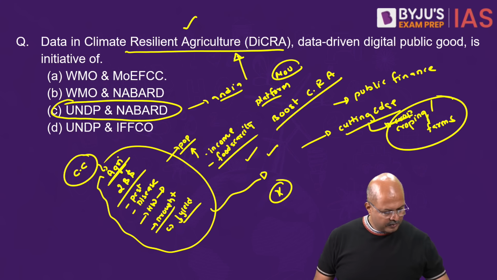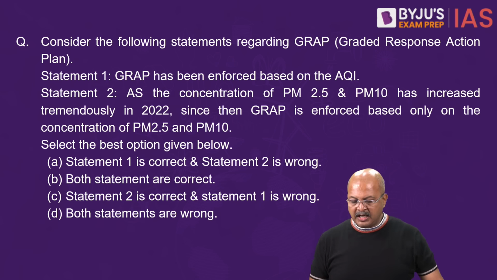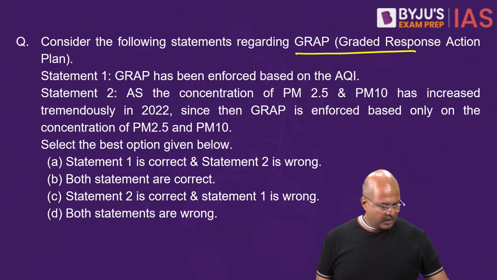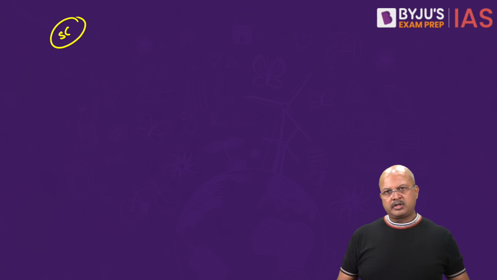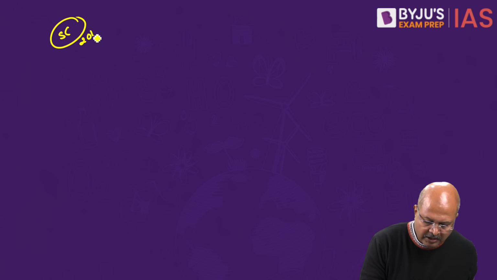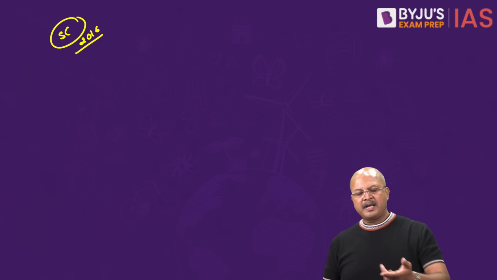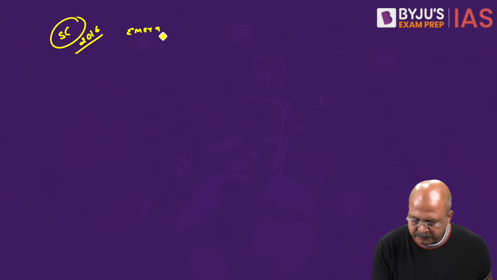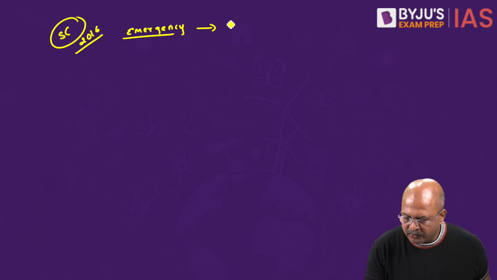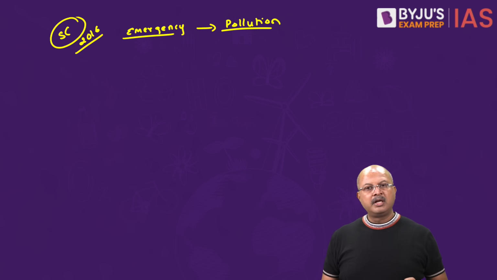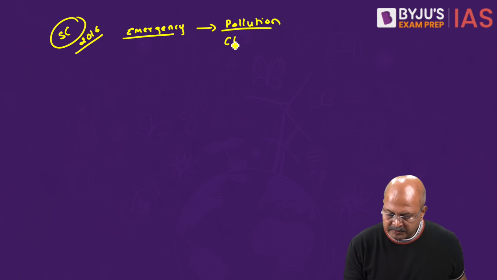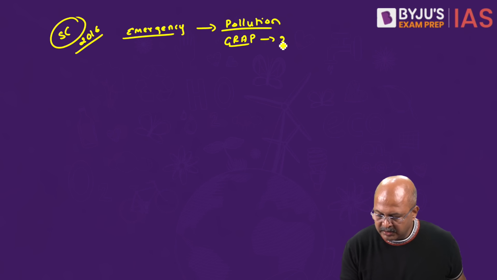Right. Now, consider the following statements regarding the graded response action plan. This is associated with the intervention of the Supreme Court. The Supreme Court suggested in the year 2016 that Delhi should develop an emergency plan in the context of the pollution seen there. And in response, the graded response action plan was introduced in the year 2017.